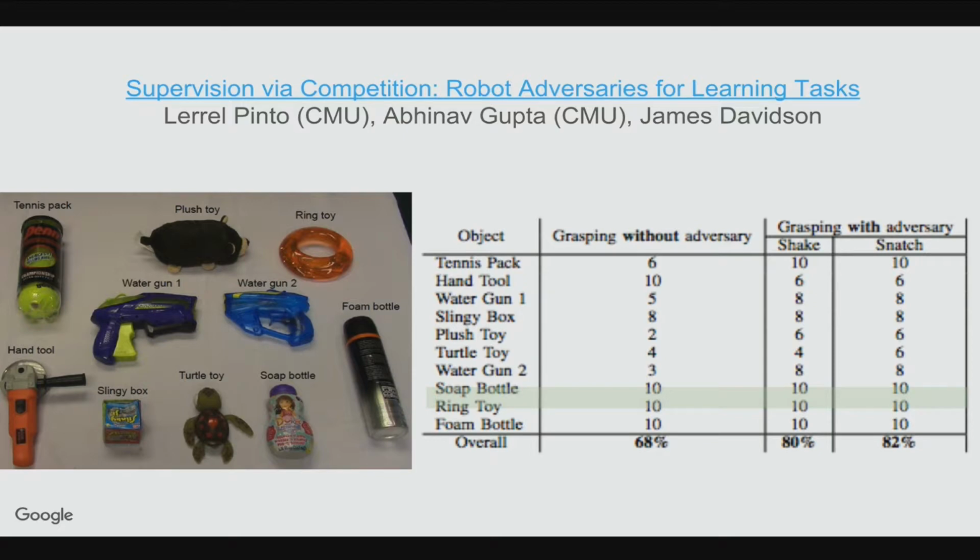And you know, the stable grasp problem has always been a very complicated thing to define. There's been a lot of heuristics applied to it, but going directly with an adversarial setup seems to be doing very well.